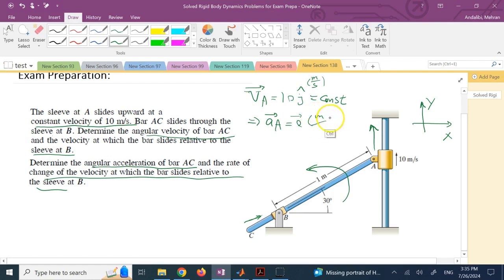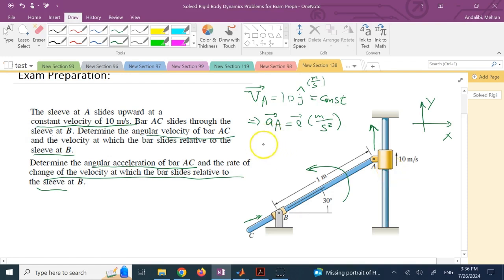Now, not every time an object moves with a constant speed does that mean it doesn't have acceleration. If it moves on a circular arc or any arc, anything other than a straight line at a constant speed, it will have acceleration. It will have a normal acceleration. But in this case, it's moving on a straight line, so it doesn't.